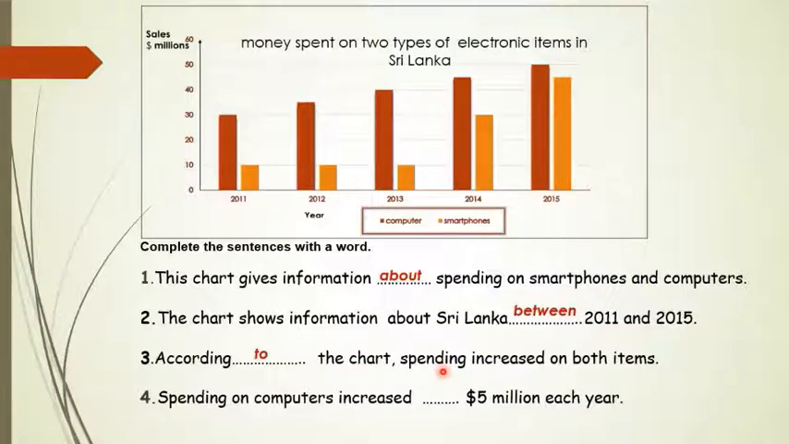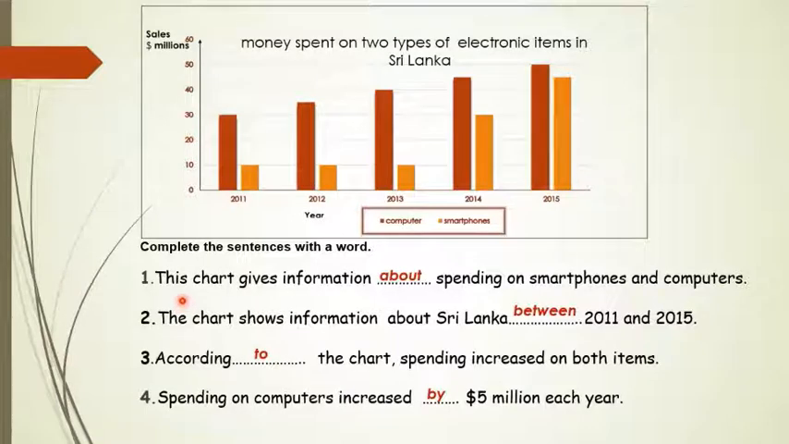Okay. Number 4, spending on computers increased. We are talking about these. Yes, 5 million each year. You see, 30, 35, 40, 45, 50. 5 million each year. So spending on computers increased by 5 million each year. Okay, by $5 million each year.